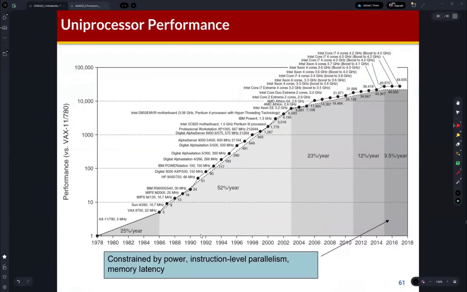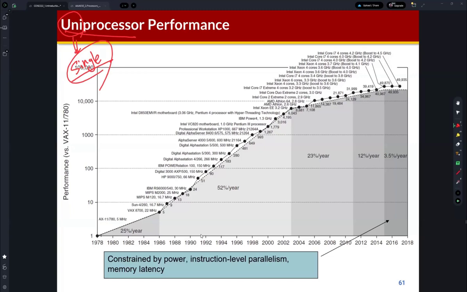So this is the problem. The processor architecture has been changed. This graph shows the performance of uniprocessor. What is uni? It means single.